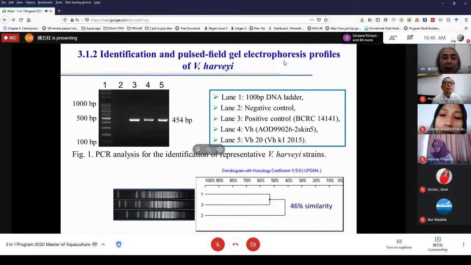But we go into what we call pulsed-field gel electrophoresis, which is an epidemiology study tool. You can see here the VH and VH20 have a different chromosome pattern. This is a reference strain from the ATCC or BCRC. So they are different genotypes, which means they are heterologous strains.